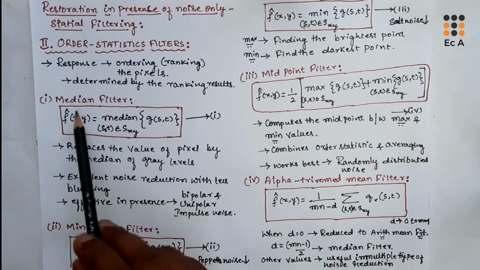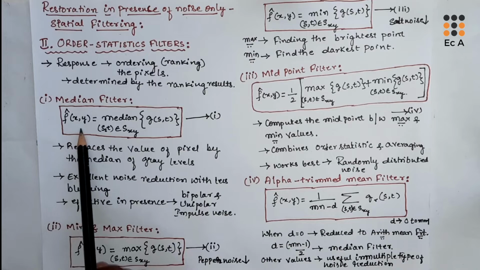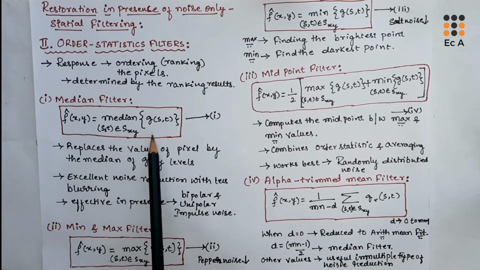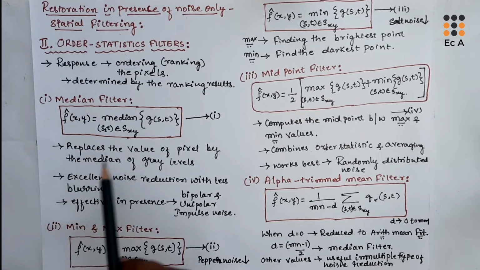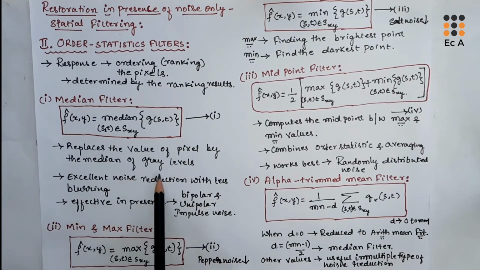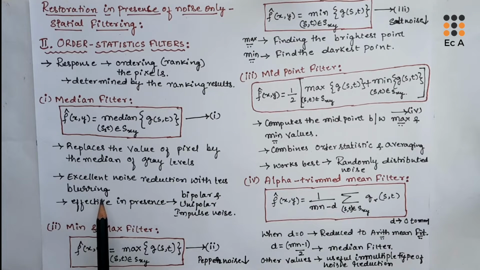The first type of filter is the median filter. The operation is represented as f cap of x comma y is equal to median of g of s comma t. The median filter replaces the value of a pixel by the median of the gray levels in the neighborhood of the pixel. The median filter provides excellent noise reduction with less blurring compared to the linear smoothing filter. The median filter is effective in the presence of both bipolar and unipolar impulse noise.